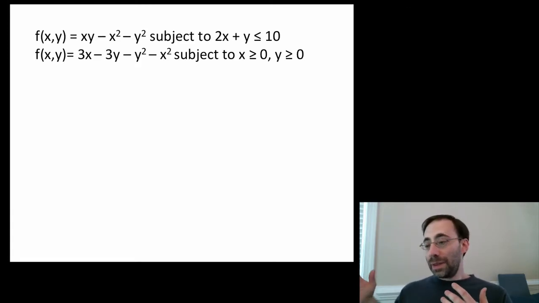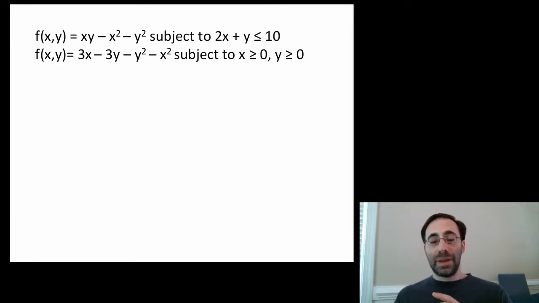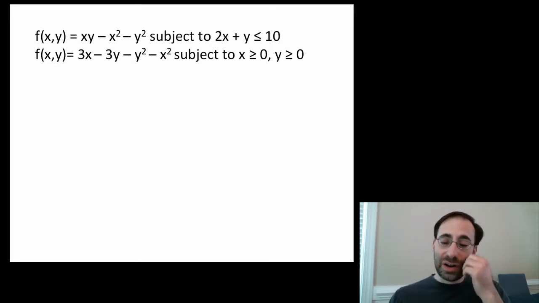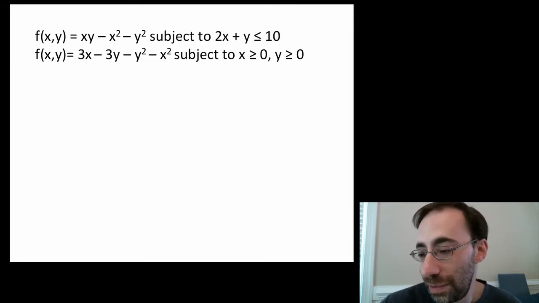Now, note first that each of these functions is concave, and the constraints are quasi-convex, and therefore, the Kuhn-Tucker theorem says that we will have maxima should we find them, so that's good. So let's get started and actually go try to find them. Okay, so let's do the first one first. We'll do that one in blue.